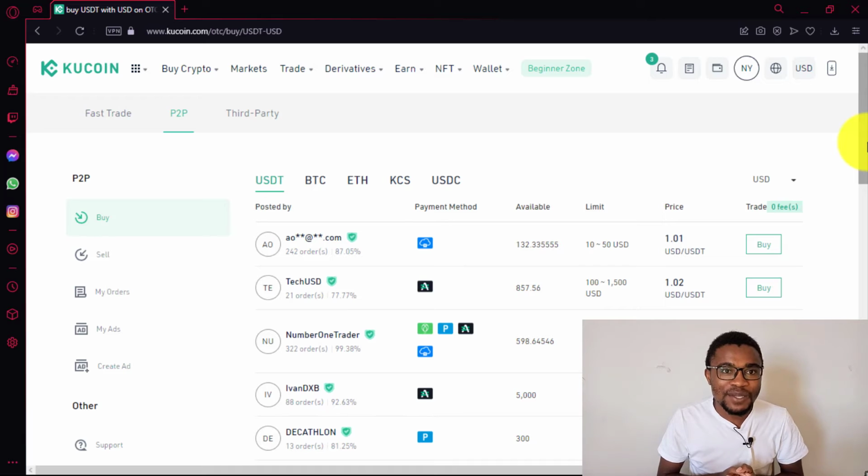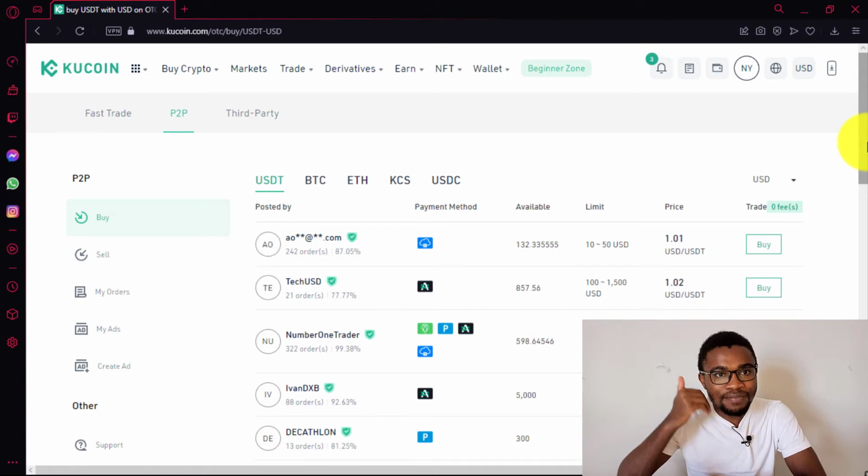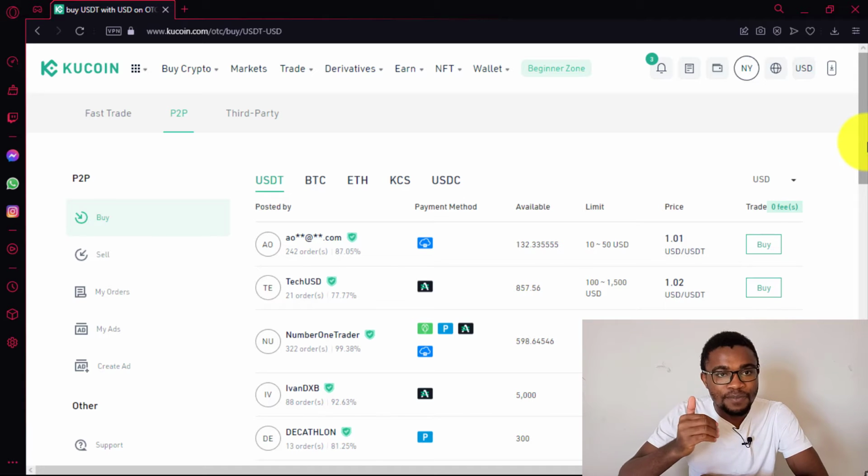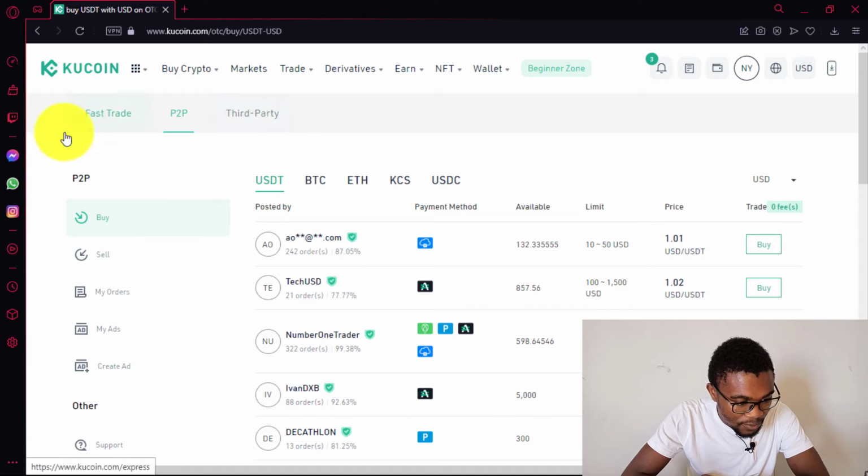So depositing money using P2P is simply where you add money to your Kucoin account with the help of other people on Kucoin. There are a lot of people who are trading on Kucoin, and you are going to be working with those people to add money to your Kucoin account. And you can also sell cryptocurrencies using this very same method.